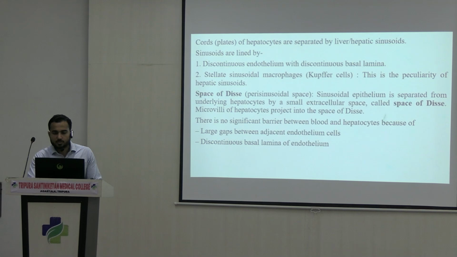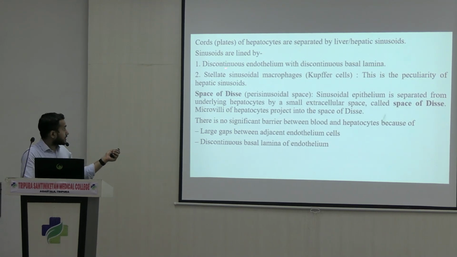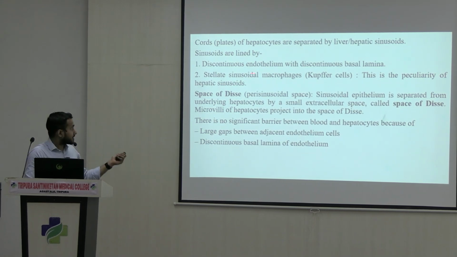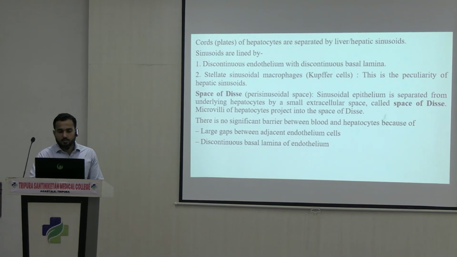Now if you see the sinusoids, these hepatic sinusoids are lined by discontinuous endothelium and discontinuous basal lamina, and along with that, stellate macrophage cells are also there. Stellate cells or macrophage cells are also there. These are called Kupffer cells. Okay. So these are present along with the hepatic sinusoids.